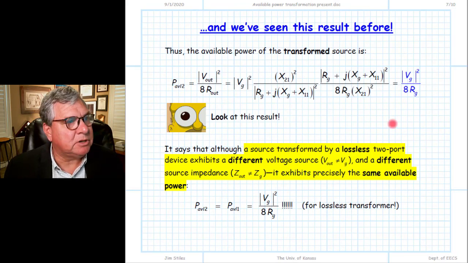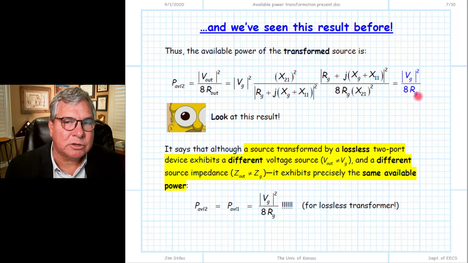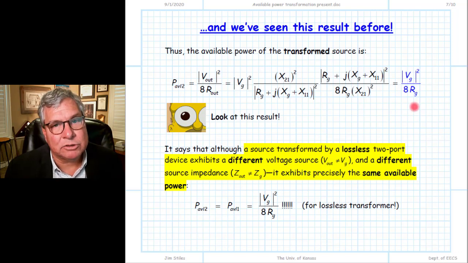So we take the previous results and insert them into the available power of our transformed source, magnitude squared of Vout over Rout. We get this ugly result, but fortunately there are things that cancel out. The numerator and denominator have terms that cancel each other, and when we reduce it all the way down, we get this simple result. We look at this and think, gosh, we've seen this before. The magnitude squared of Eg, the original source voltage, divided by 8 times Rg, the original source resistance. Of course, this term is exactly the available power of the original source. And so we find that the available power of the transformed source is precisely equal to the available power of our original source.